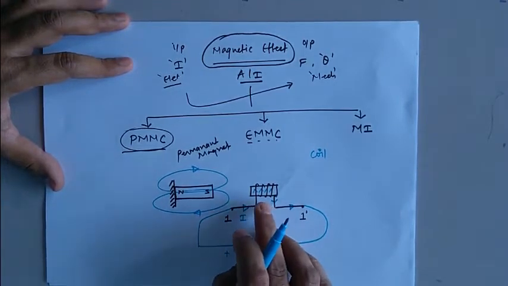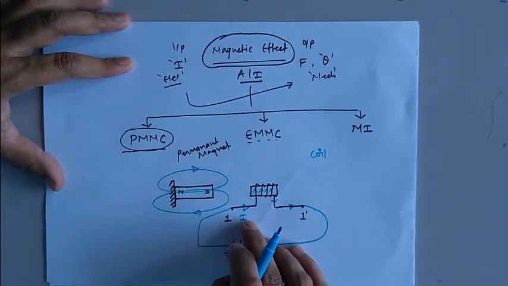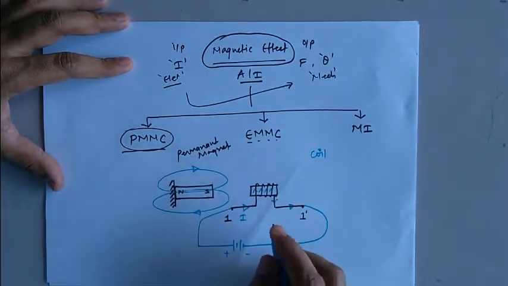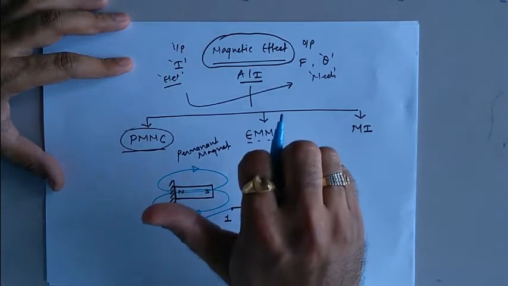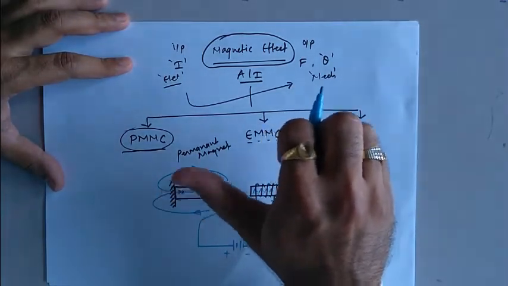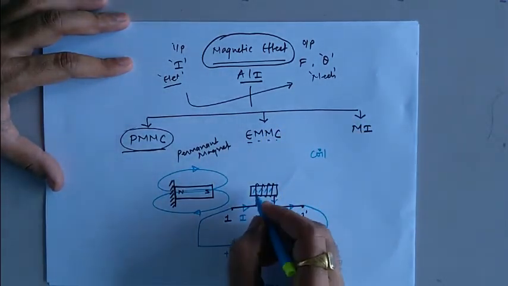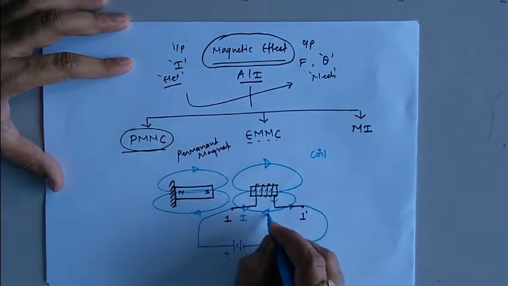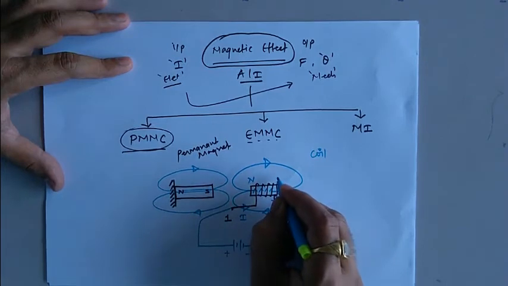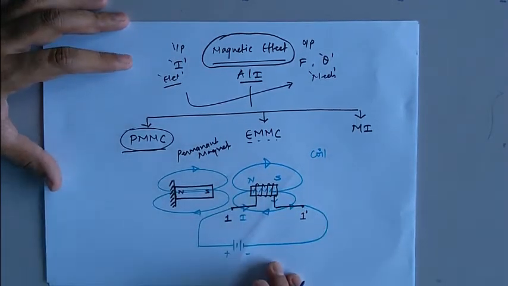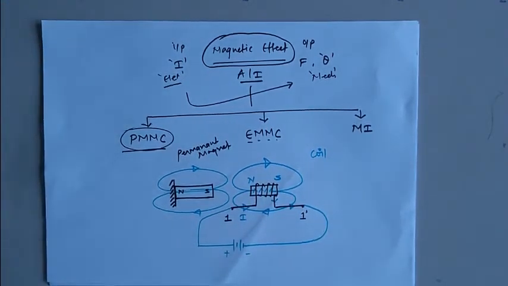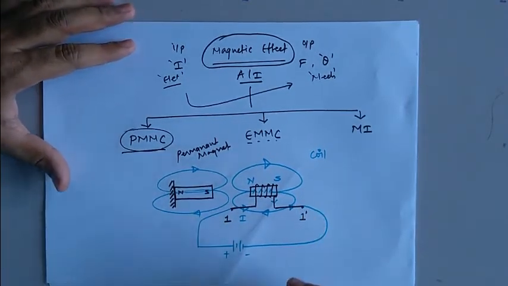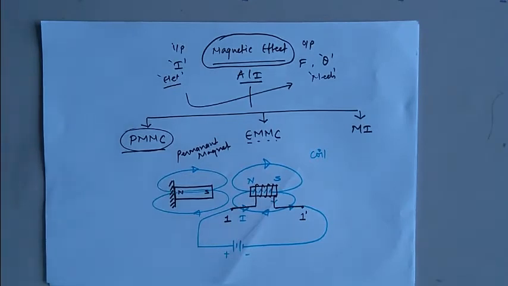Now because this coil carries some finite amount of current, it will produce its own magnetic field in its vicinity. If you apply the thumb rule over here, then the thumb indicates the direction of the magnetic field produced by this coil. So the direction of the magnetic field is like this. That means this point is going to act as a north pole and this point is going to act as a south pole.